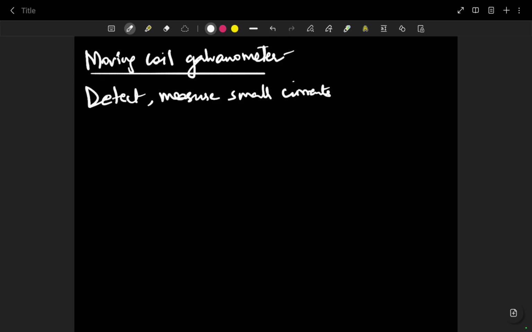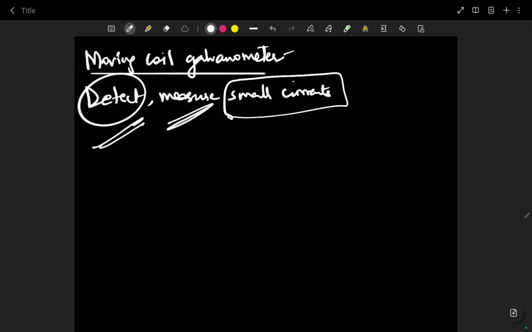So already you have ammeters in the lab, right? So they actually measure the current, but then a galvanometer is going to detect the current. This word is very important. It's going to detect the current. That means it's going to evidently tell us the presence of the current and also measure it. That is a secondary purpose.